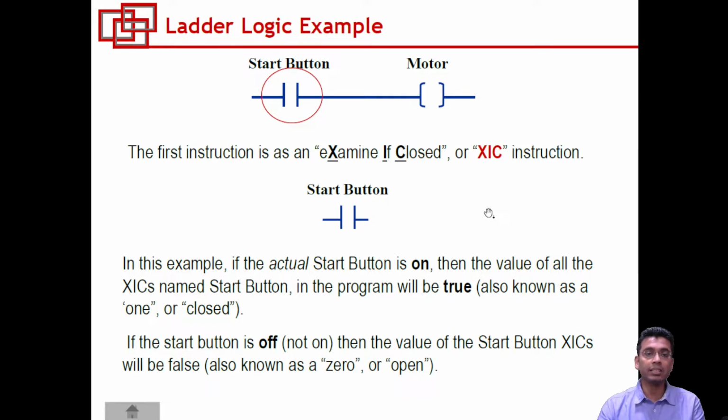Similarly, you also have examine if open, which is just the opposite instruction. The symbol for that is two lines like this, with a line crossed across them, just like this. That means initially it would be closed. The moment you press the start button, it will open the circuit. That means the initial condition is your on condition or one position, or it is true, and the moment you press the start button, which is connected to this input, this would become false or zero, or it would break the circuit.